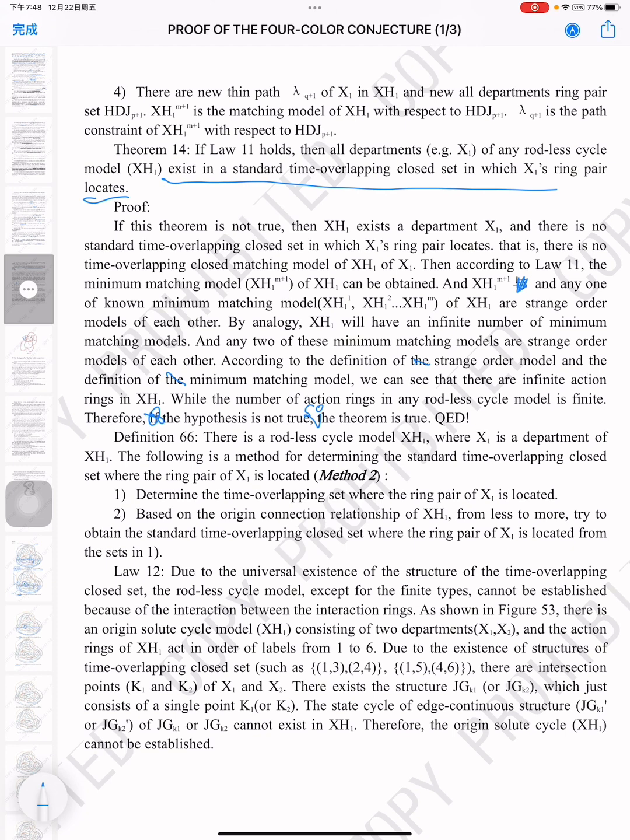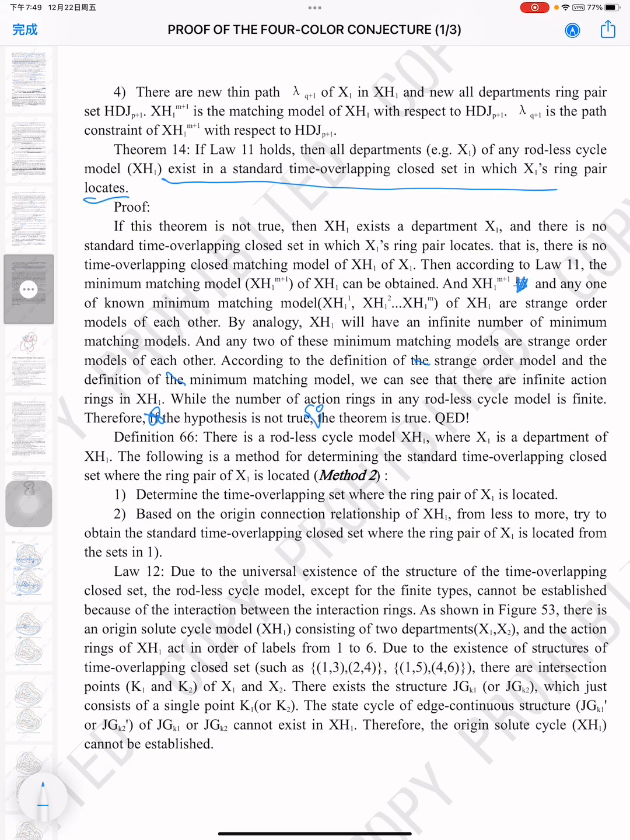Definition 66. There is a roadless cycle model XH1, where X1 is a department of XH1. The following is a method for determining the standard time overlapping closed set where the ring pair of X1 is located. Method 2. 1. Determine the time overlapping set where the ring pair of X1 is located. 2. Based on the original connection relationship of XH1, from less to more, try to obtain the standard time overlapping closed set where the ring pair of X1 is located from the set in 1.